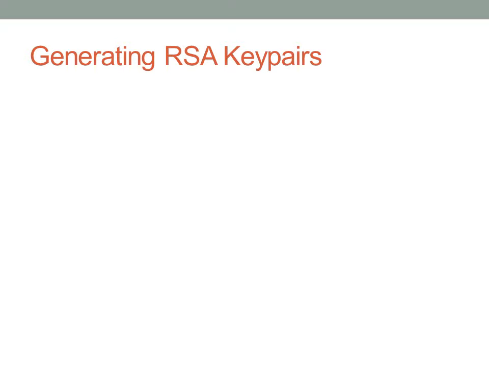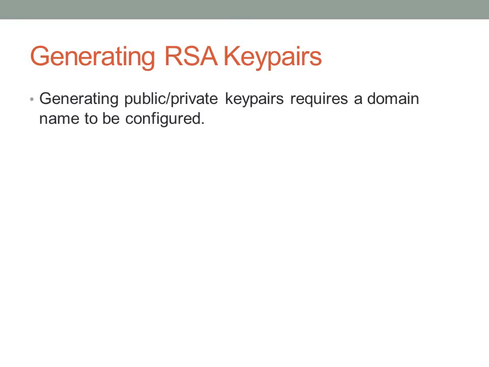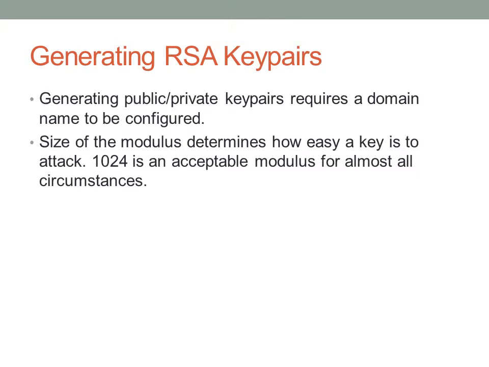Generating RSA key pairs. The idea here is that we need to configure a domain so that the key can be generated, and then actually generate the key itself. The size of the key, that is the modulus, determines how easy it is for some potential host to attack it. Typically, you'll want to generate a key with a modulus of 1024. Normally, this is just a pretty standard thing. So let's look at the domain name. To configure a domain name, the command is ip domain-name. example.com is the domain I use here.